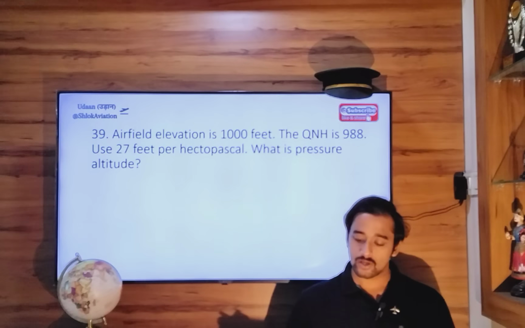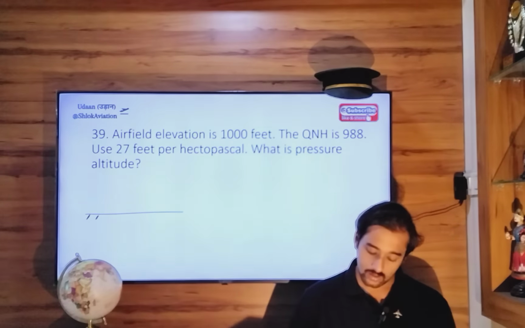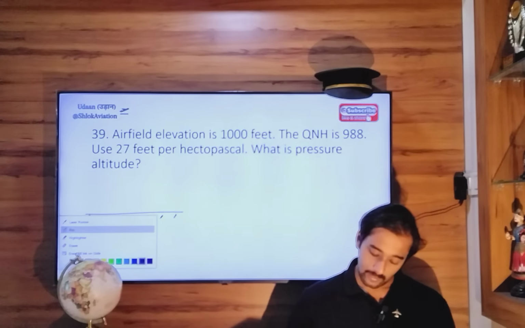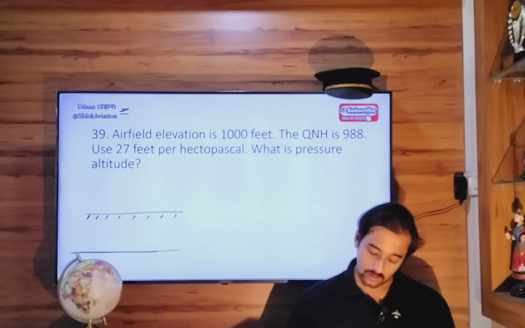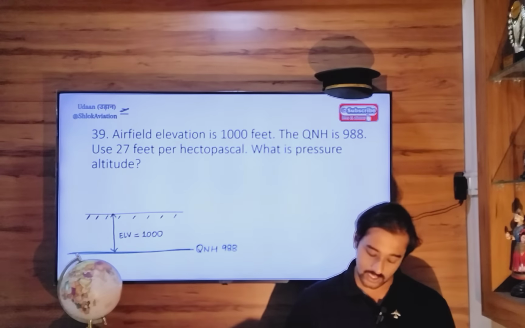Airfield elevation is 1000 feet. QNH is 988. Let's draw. Let's say this is your airfield. Elevation is always measured from mean sea level. This is your mean sea level, QNH 988. Elevation is 1000. What is pressure altitude? Pressure altitude is measured from 1013 pressure datum, standard pressure setting.